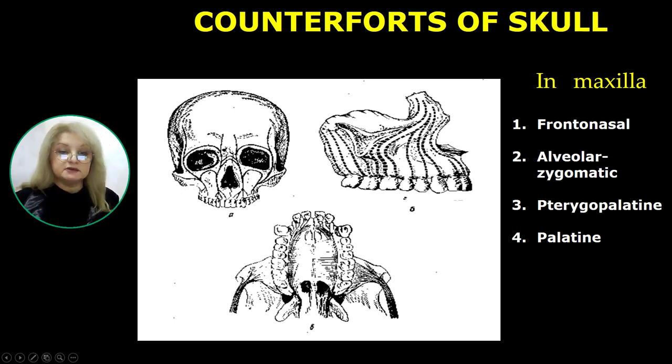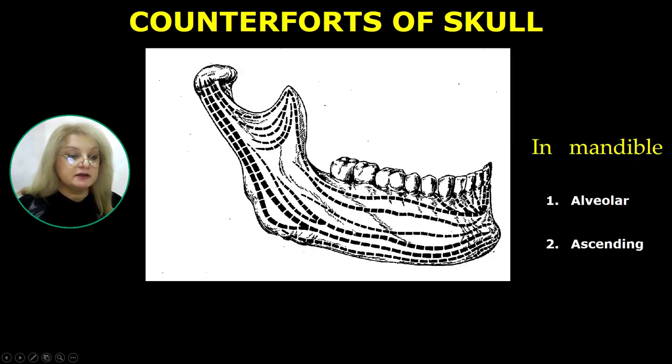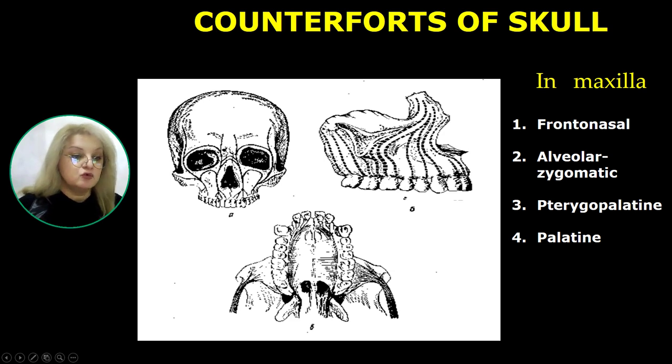So in the maxilla, we have 4 counterforts. They are frontonasal. Look, I'm showing that to you. Frontonasal counterfort. Then alveolo-zygomatic, which means they are moving along the zygomatic bone. Then pterygopalatine, they are moving to the pterygoid process from the palate. And palatine, they are redistributing from the very thin palatine bones.